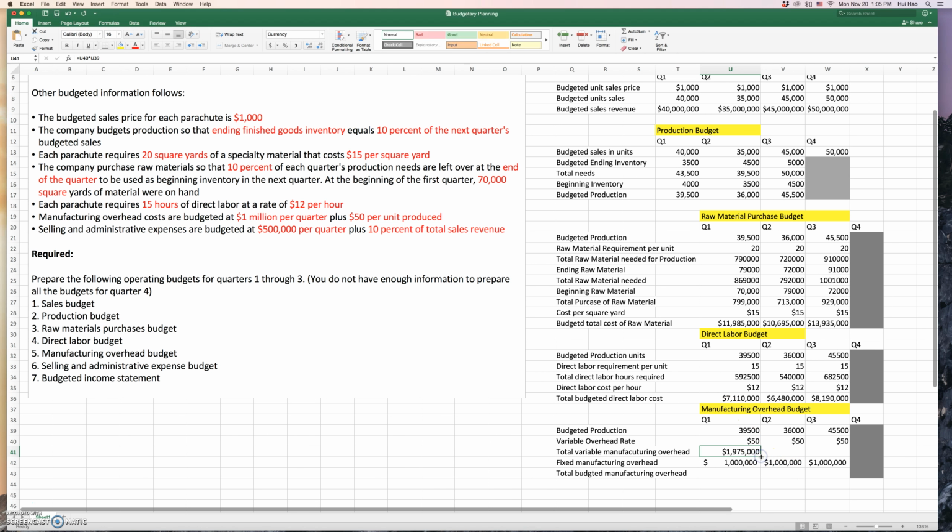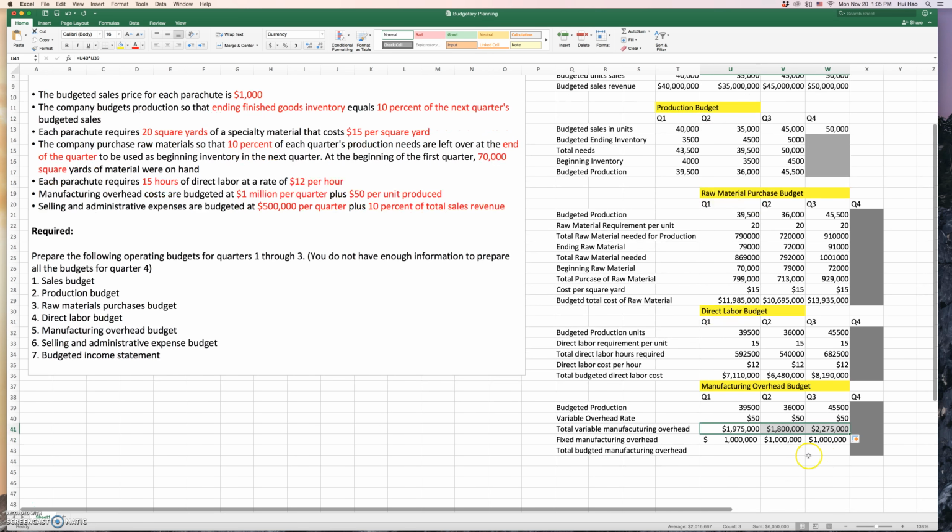Same math, we can get the variable overhead cost for quarter two and quarter three. And we know our variable cost, we add our fixed cost, so we get the total budget manufacturing overhead. These are the total manufacturing overhead for each quarter.